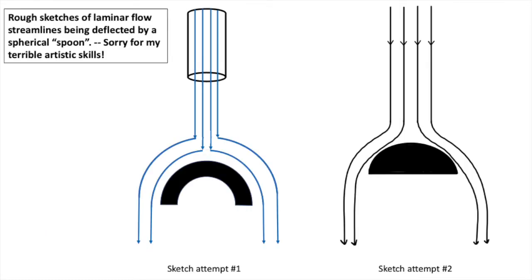Here I'm showing you my two best attempts at sketching the flow of water coming out of the faucet and deflecting off a spoon. We can see that coming out of the faucet, we have parallel streamlines in the flow, and that they deflect geometrically according to the shape, in this case, an approximation of a spoon. Please note that the streamlines are supposed to be approximately equidistant from one another. Sorry for my terrible artistic skills.